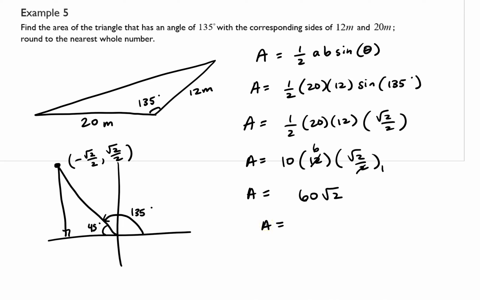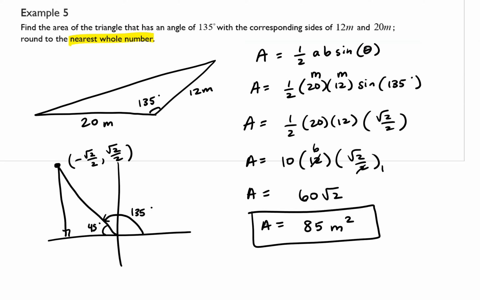It says to round to the nearest whole number. And I got that 60 times the square root of 2 is 84.85. So if I round that to the nearest whole number, that would be 85. Here, I didn't put the units, but 20 is in meters and 12 is also in meters. So our final units should be meters squared. And that is the area of this particular triangle.